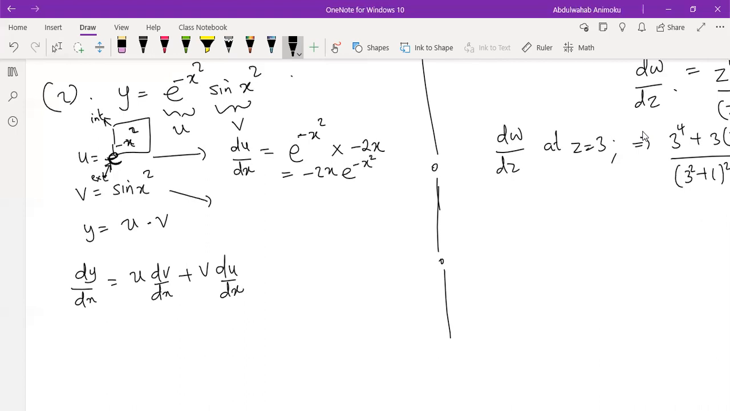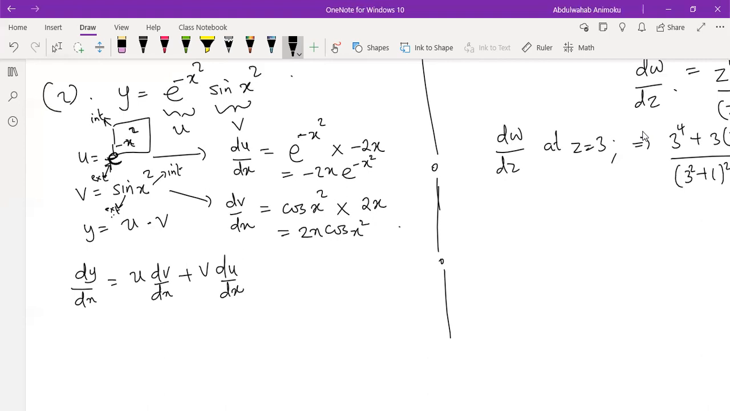Now, what about dv dx? We use the same thing. Sine is the external function and x squared is the internal. So find the derivative of the external multiplied by the derivative of the internal. Now, derivative of sine is just cosine. Cosine of whatever is inside that sine, which is x squared, multiplied by derivative of x squared, which is 2x. Okay, so the answer to this is 2x cos x squared.